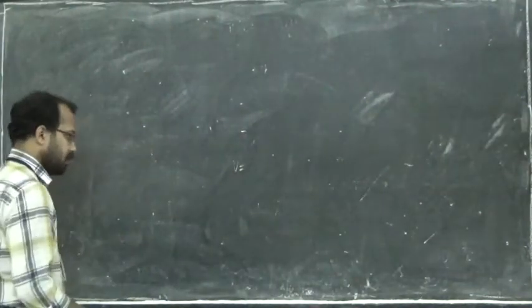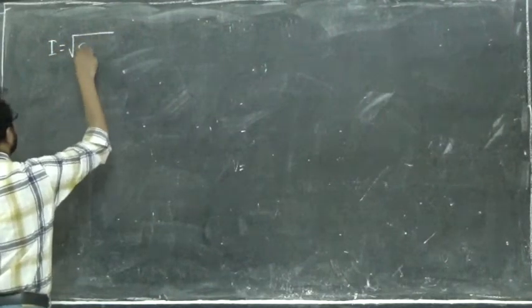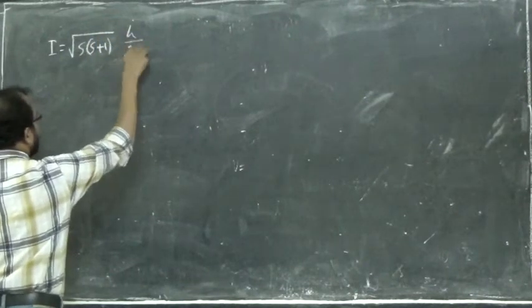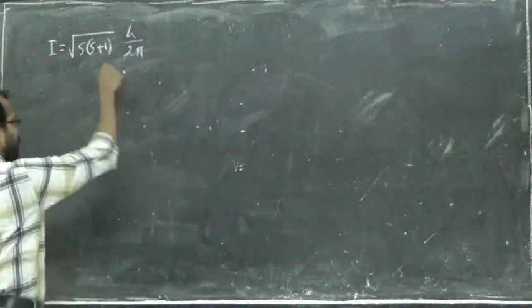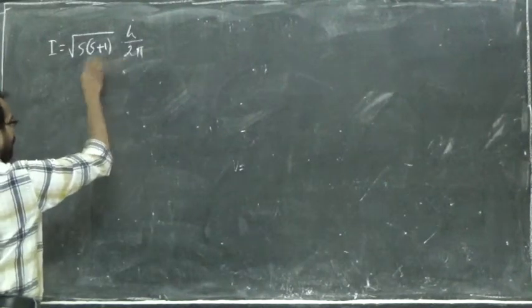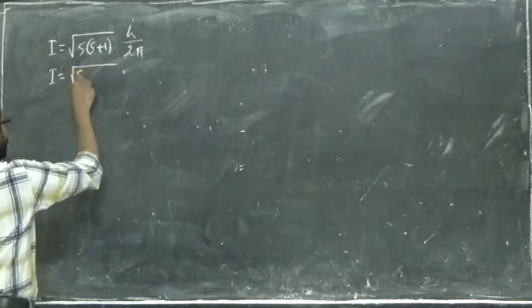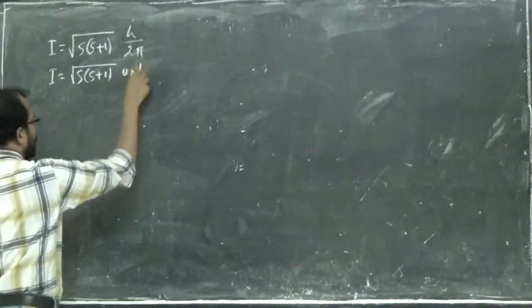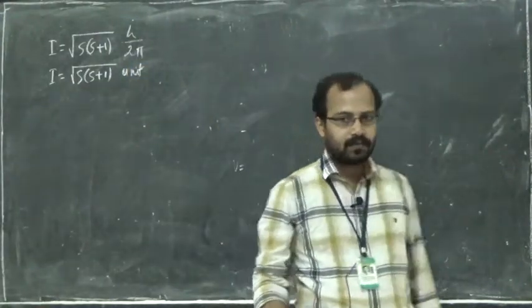If the spin of the nucleus is s, then the angular momentum I is equal to root of s into (s plus 1) into h divided by 2 pi. And then we counted this h divided by 2 pi as 1 unit. Then angular momentum I is equal to root of s into (s plus 1) units. We learned this in the previous class.